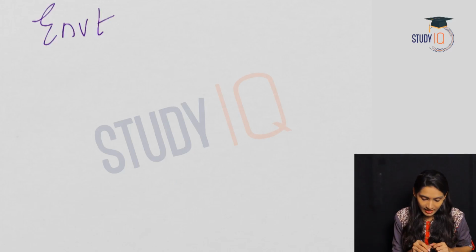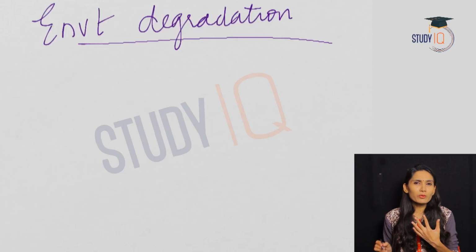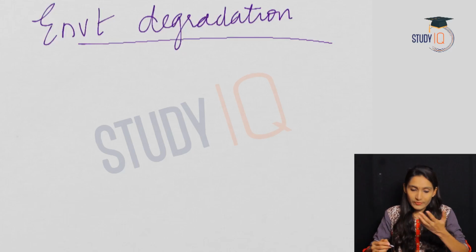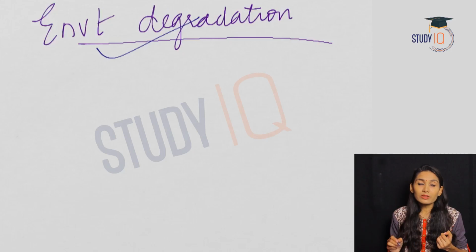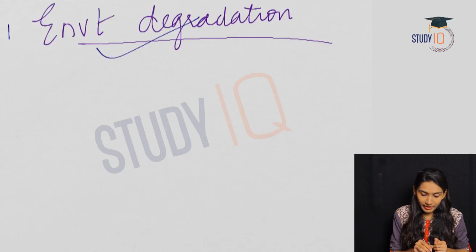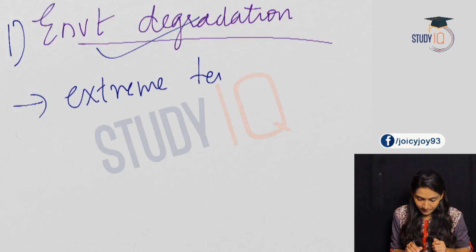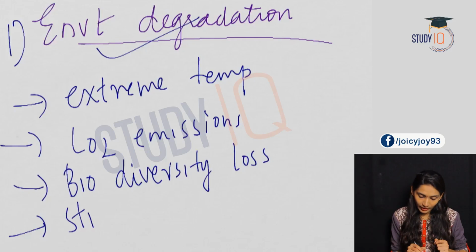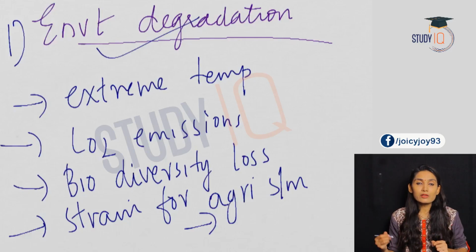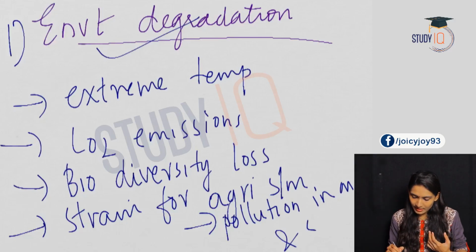The first risk is environment degradation. According to the World Economic Forum, one of the most important risks the global world is facing is environmental degradation, or overutilization of the resources of nature. So the report says that because of environmental degradation, the world is about to face extreme temperatures, rise in CO2 emissions, biodiversity loss, strain for agricultural systems, and also pollution in the air and the sea. So air pollution and pollution in the sea.